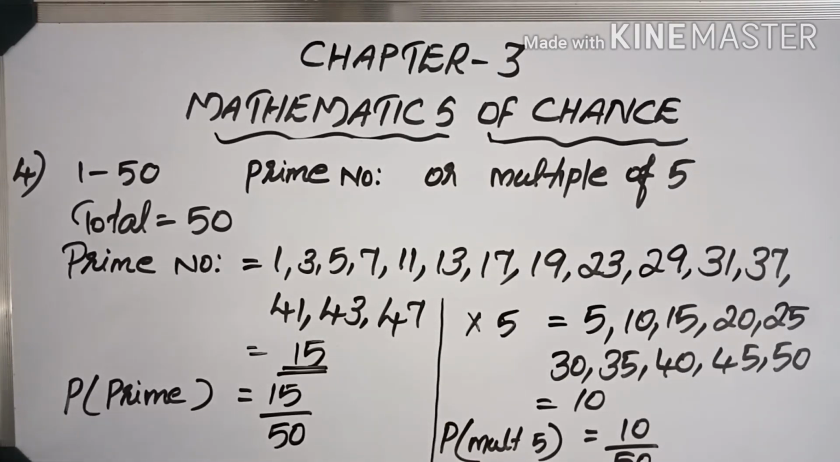So which one has more probability? 15 by 50 or 10 by 50? 15 by 50 is the larger one, the largest probability. That means the one who guesses prime number will win. So the better guess is the prime number, because its probability is larger. This is the answer for the fourth question.